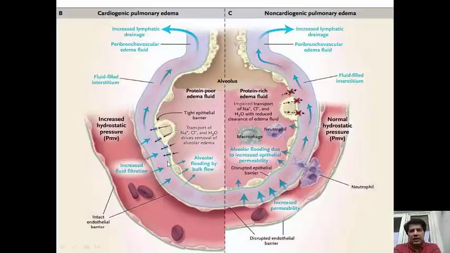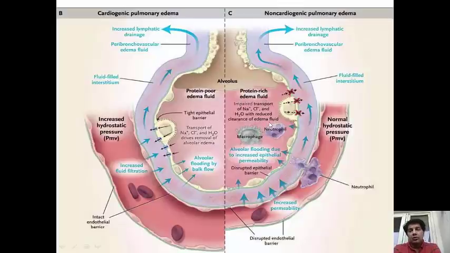And finally the alveoli are being flooded. Important, since proteins will remain here, it will be protein-poor edema fluid. Now compare this with non-cardiogenic pulmonary edema. What is happening here? Here the capillaries are getting damaged, but the pressure is normal. So capillaries have become highly permeable, either due to inflammation or various other things, and even proteins are being transferred, so it's a protein-rich fluid.